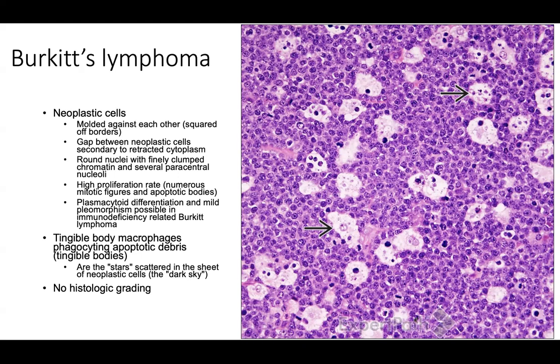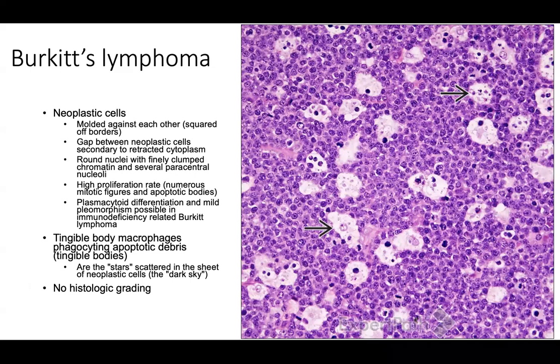When you hear molding against each other, you often also think of Merkel cell carcinoma, which has a similar appearance, right? So if you see this molded against each other morphology, and you know you're not looking at some type of Merkel cell, then you can be thinking about Burkitt lymphoma. There are often gaps between the neoplastic cells secondary to retracted cytoplasm.